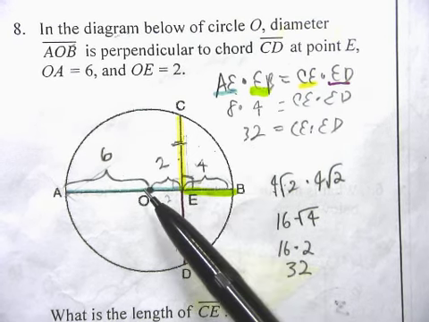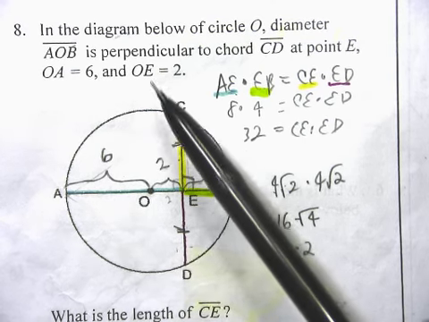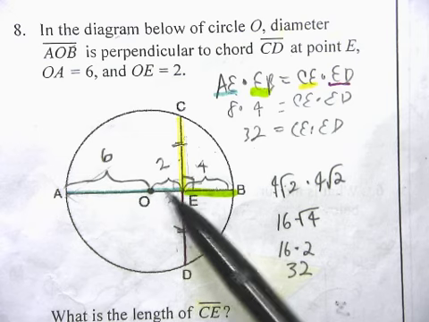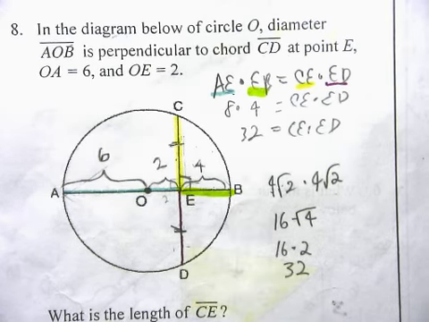Then they tell me that O to E is 2. Okay? And if O to E is 2, well, then I know that E to B is going to be 4. Because if this radius is 6, then this radius is also 6. They told me that OE is 2, so that I would know that E to B is going to be 4. Okay? So far I filled in all the information.